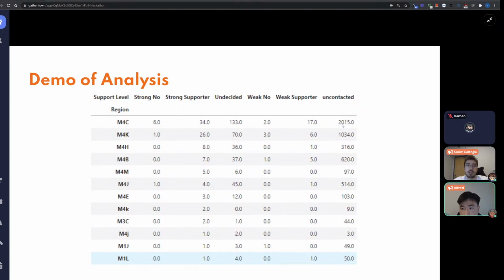there are still more than 2,000 people that we have not visited. So we are claiming that this region is a potential region that we should prioritize. We should visit it first because it seems like it has the most potential of finding the most strong supporters.